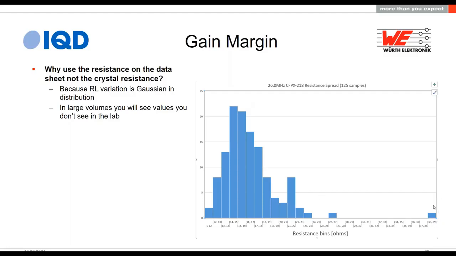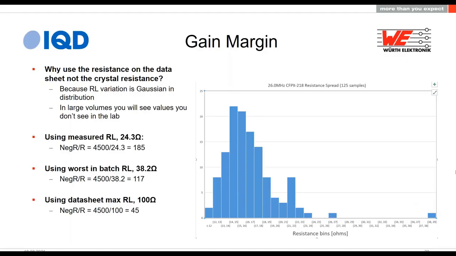But what you can see at worst is that I got this one part in 125 that's got a 40 ohm resistance. So if I used 24 ohms to do my maths, and I had been marginal, I might not have been able to start up with this 40 ohm part. If I tried to calculate my negative resistance using 45,000 ohms as the value that it just about starts up at, divided by the actual resistance of the crystal, I'd have a negative resistance ratio of 185, which looks great. If I'd used the worst case in the batch, it would be 117, this 38 ohms over here. And if I use the datasheet value, I get 45.